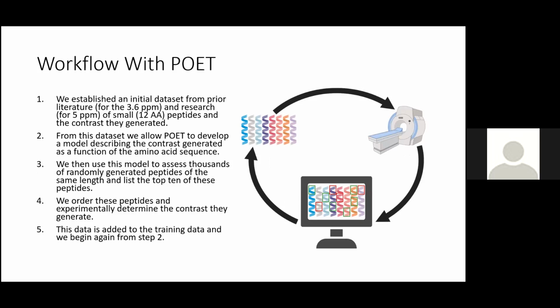We then randomly generated large numbers of peptides, and we assess them with the model. We take the best ones from those randomly generated peptides. We have those ordered, and then we analyze them in the MRI. We feed the data from those back in, and we continue the process.